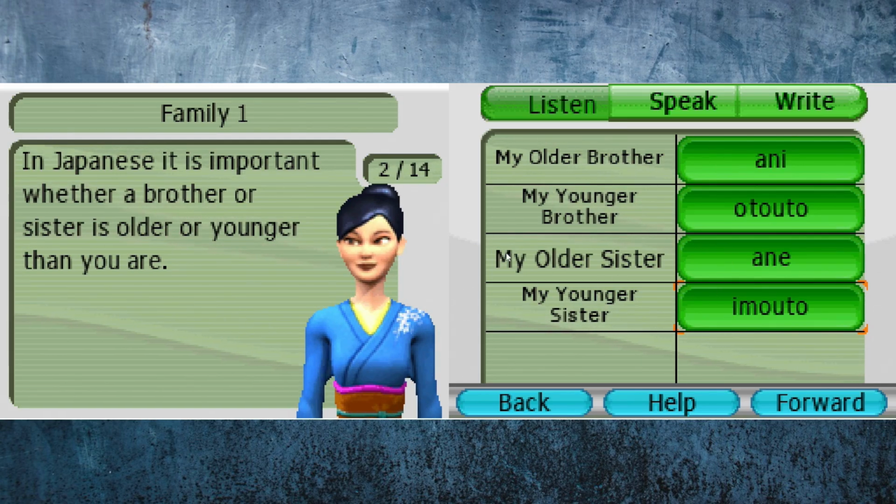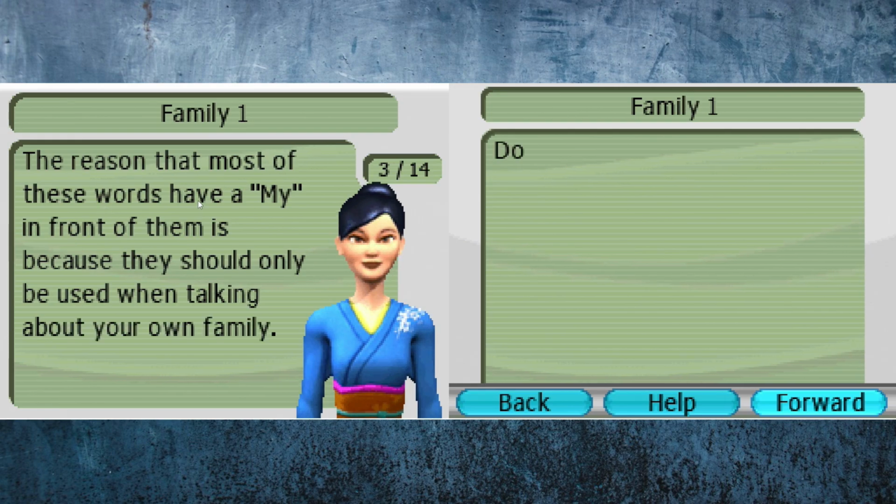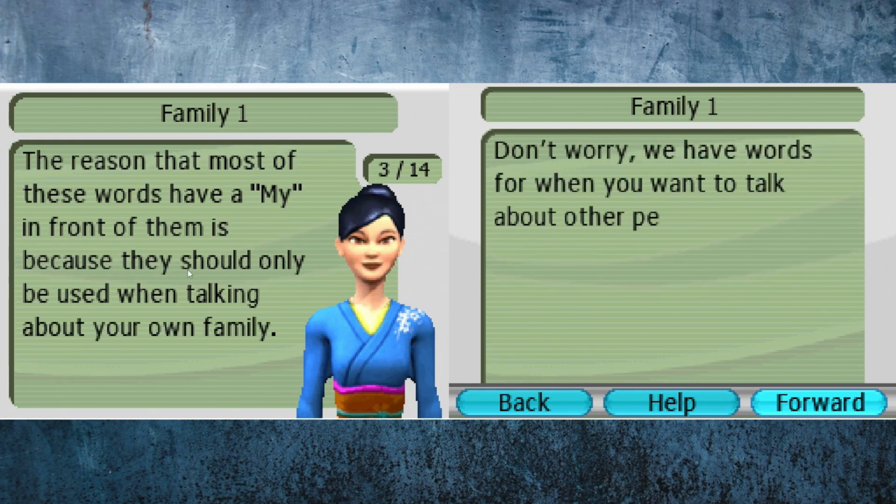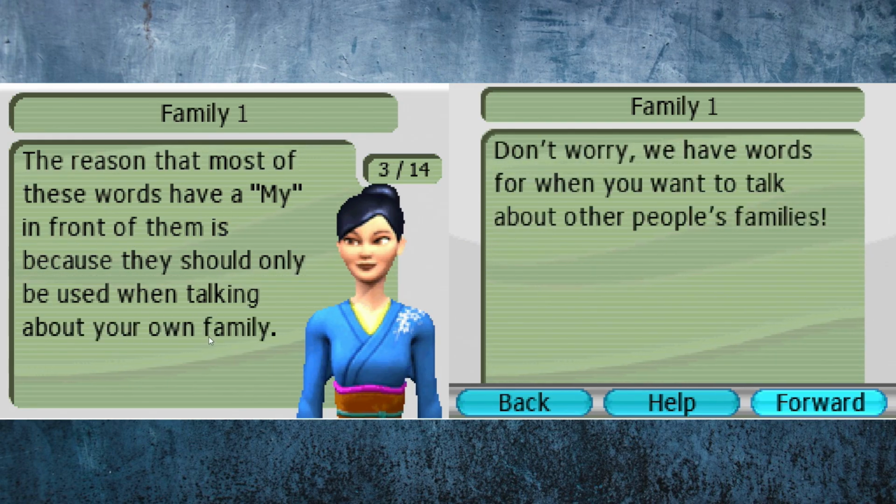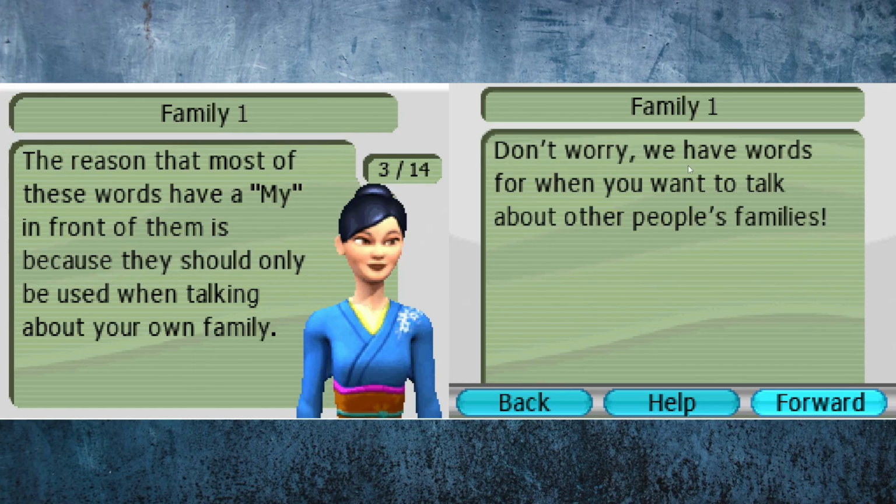And these words actually change if you're talking about someone else's family member. So these are only to talk about your own family members. The reason that most of these words have a ma in front of them is because they should only be used when talking about your own family. Yup. Don't worry, we have words for when you want to talk about other people's families.